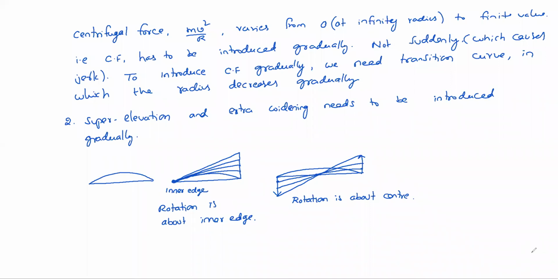I will explain you in detail. Suppose this is the straight portion. From here transition curve starts. From here curved portion will be there. Okay, this is straight, this is curved, this is transition curve.